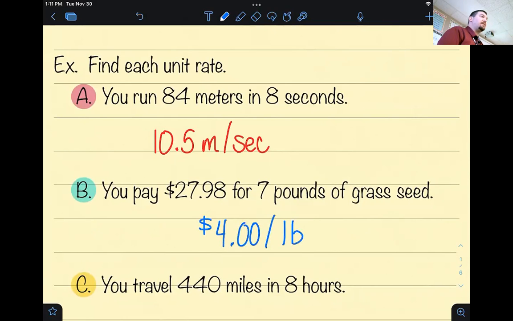The abbreviation for pound is LB. I don't know, I think it has something to do with the Latin root of that word. Oh, but everything has to do with Latin.